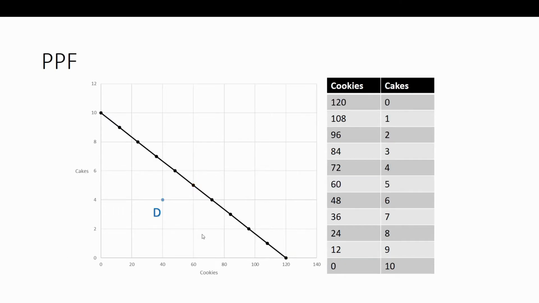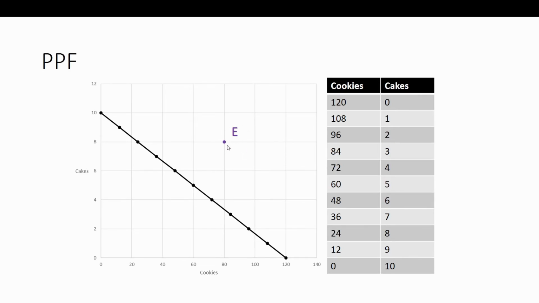Point D in here, where we have 4 cakes and 40 cookies, that's an inefficient use of our resources. See, if we made 4 cakes, we could actually come all the way over here and make 72 cookies. Or if we made 40 cookies, we could come all the way up here and make about 6.5 cakes. So this point is inefficient. We could be using our resources in a different way and actually get out here onto the efficient points on our PPF.